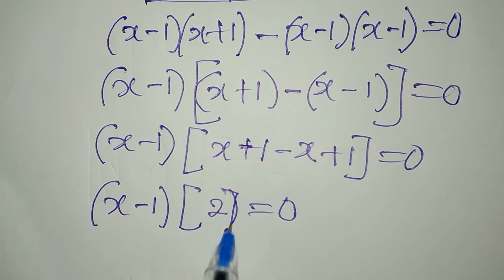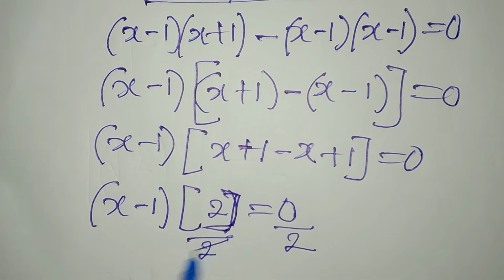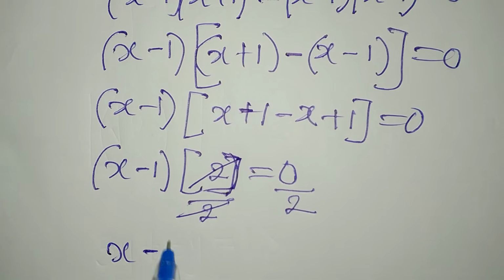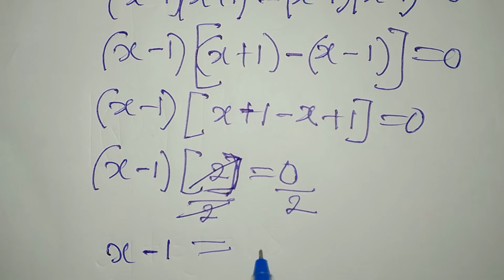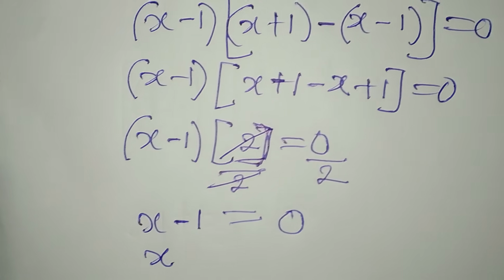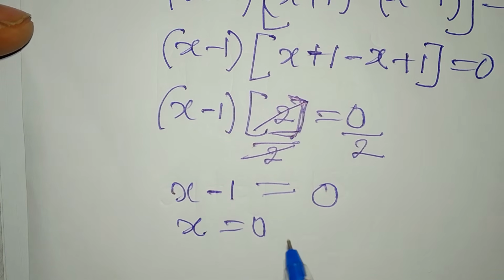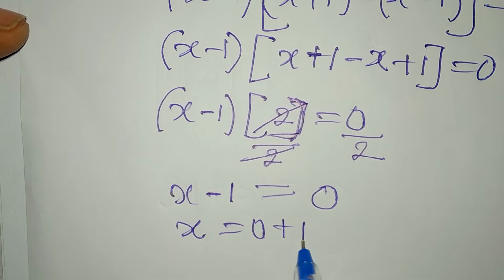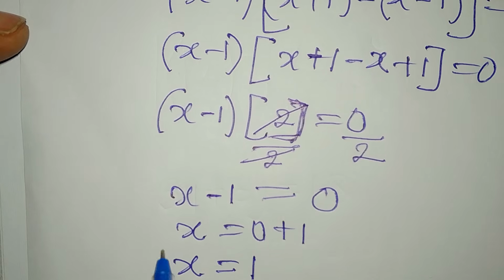So you can just divide by 2 and divide this by 2 so that this will go. Now you will have x minus 1 to be equal to 0 divided by 2, and that is 0. So obviously from here, our x is equal to 0 plus 1, right? And that means that x is equal to 1.